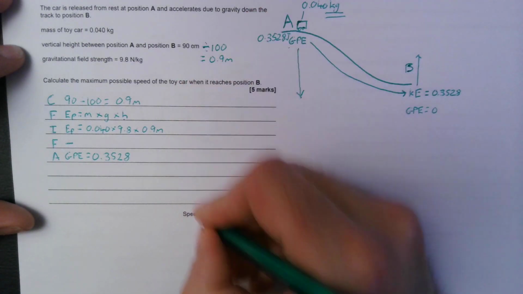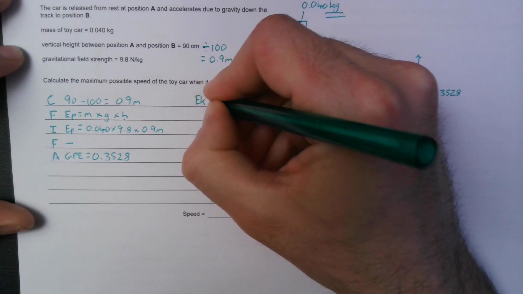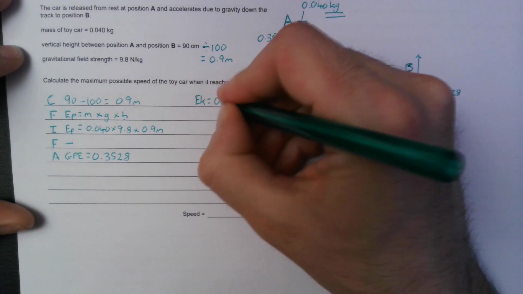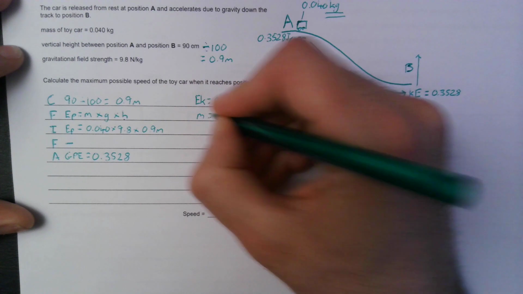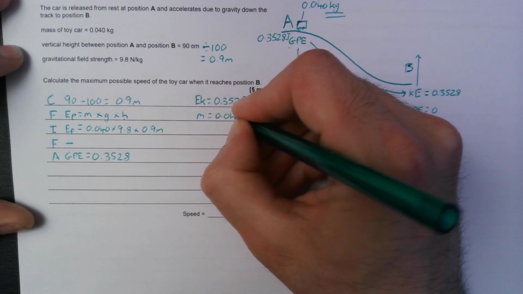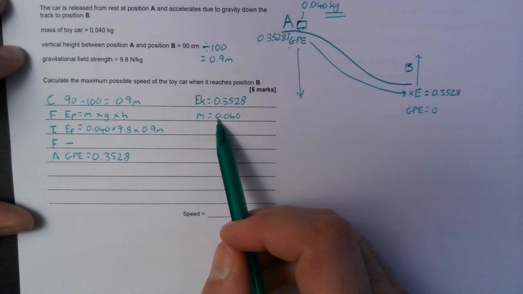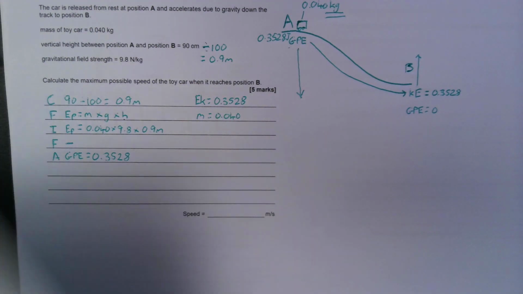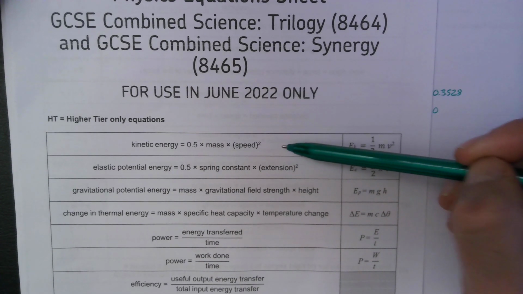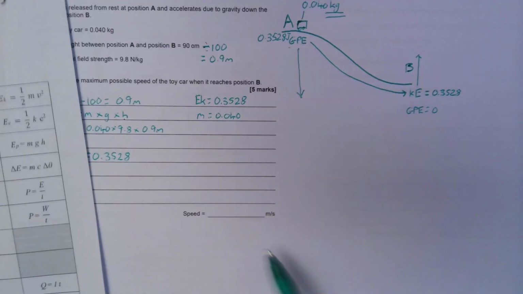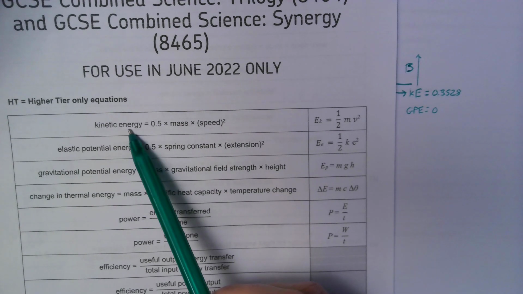So it's asked us to work out speed. Now, we know the kinetic energy, which is EK, equals 0.3528, and we also know the mass equals 0.040, so we should be able to find an equation that has speed, kinetic energy, and mass in it. So let's go down our list. Oh, look, we don't have to go very far. It's just there. We've got speed, that's what we're trying to work out, and we've got mass and we've got kinetic energy.